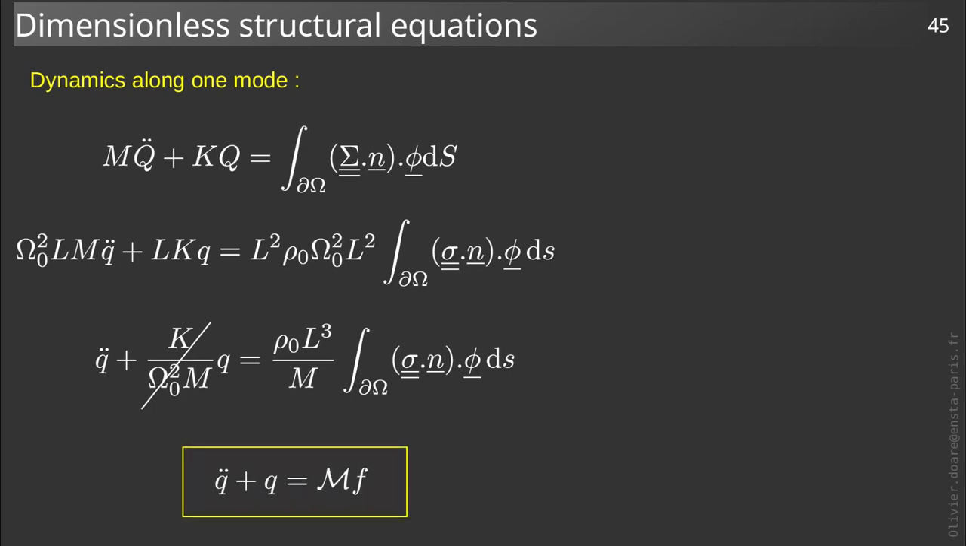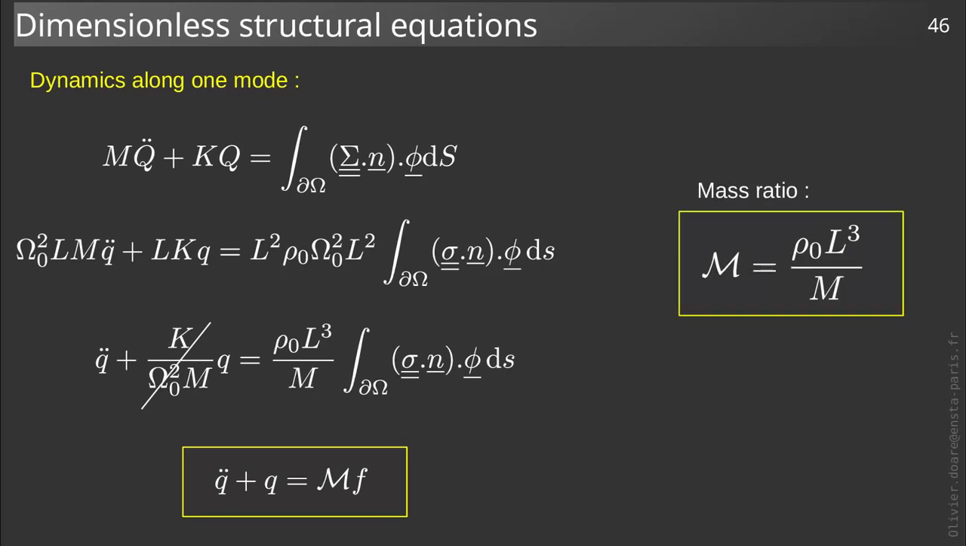We make appear an equation that depends only on one parameter, which is the ratio between the mass of the fluid contained in a volume L cube and the modal mass of the considered mode. This number is called mass ratio. It quantifies the influence of the fluid stress on the dynamics of the solid.